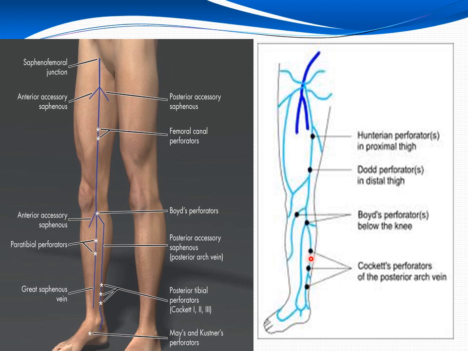So the lower one is situated below and behind the medial malleolus, and the middle perforator intervenes midway between them. So these 3 medial ankle perforators join one another by a series of arcades which form the posterior arch vein. Okay, so eventually they form the posterior arch vein.